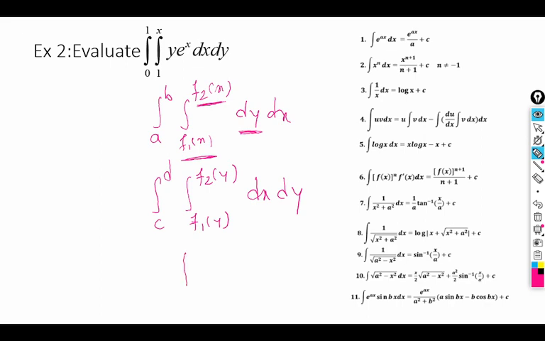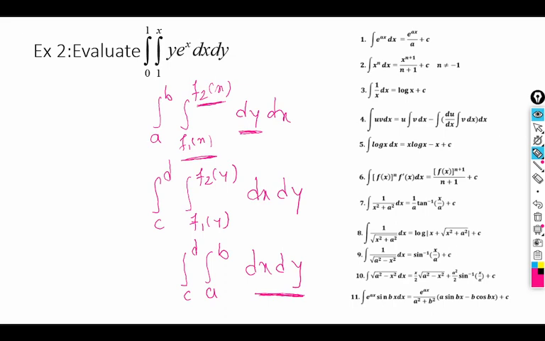And the third case is where the limits are constant, like the previous example, a to b and c to d. Remember, in this case, whatever order is given, you have to follow. When all the limits are constant, you follow the given order. If it is given dx dy, follow it.